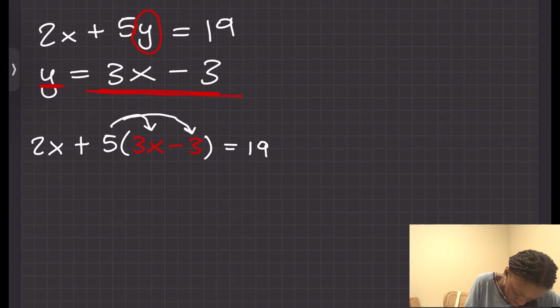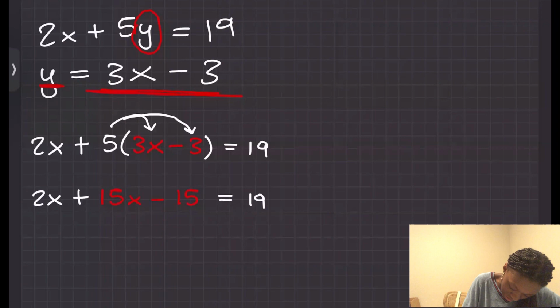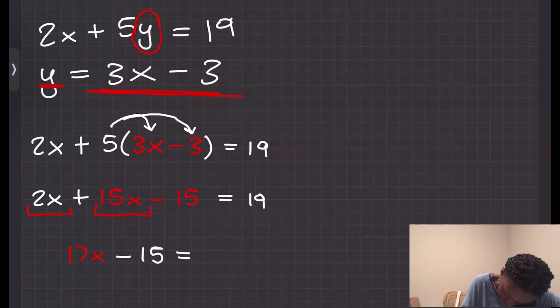All right, now we distribute the 5 like this to the 3x and also to the 3. So we get 2x plus 5 times 3x, 15x, minus 5 times 3, 15, equals 19. We combine like terms, so we're going to combine the 15x and the 2x together, and that gives me 17x. Sorry, I'm trying to search for the red color here. That gives me 17x minus 15 equals 19.